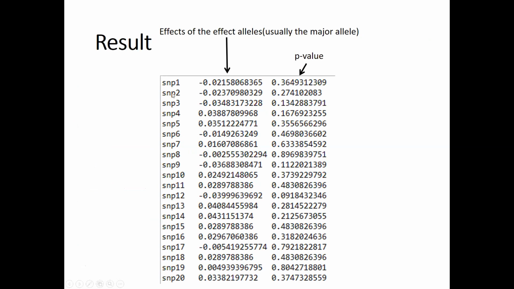The results sample is shown in this slide. In each row, the first and last columns represent the SNP ID and the p-value from the significance test.